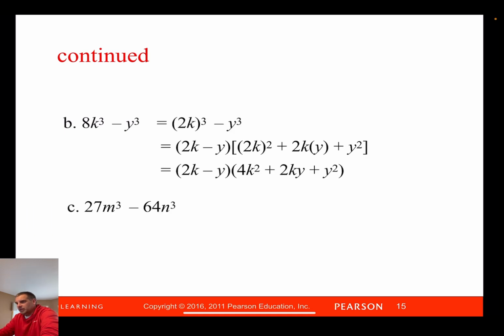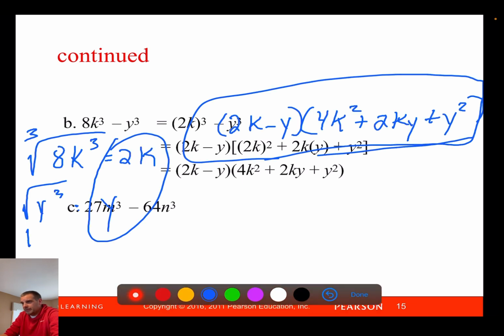Okay. So again, let's look at one more of these. We've got 27m cubed minus 64n cubed. So we're going to start out by taking the cubed root. So the cubed root of 27m cubed.